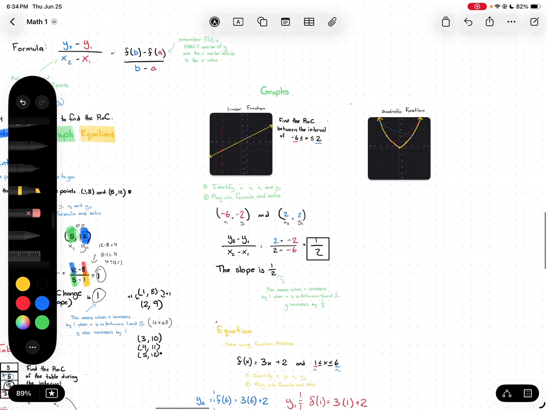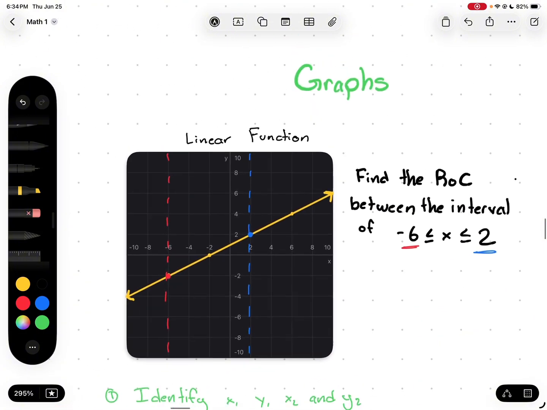Now let's go to our graph. Find the rate of change between the interval where -6 is less than or equal to x, which is less than or equal to 2. So I drew it out here, and this is going to relate back to the table on why this makes sense, where -6 is our least value and 2 is our biggest value. So as you see here, here's our graph. I might do another color.